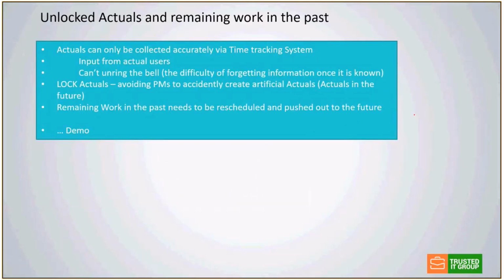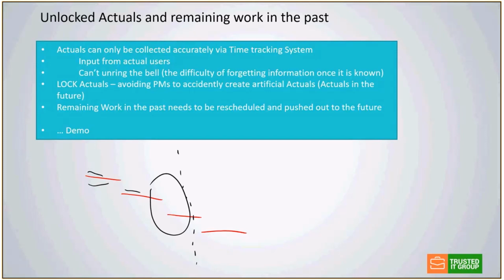Unlocked actuals and remaining work in the past. So here's the situation where we have all our tasks, and on all our tasks we have progress. Let me just pick up a different color. We have the progress of different tasks, and let's say this is today's date. So when you have this gap of actuals that have not been filled out, first of all, you need to be able to push it out on the schedule. Second of all, you need to be able to lock these actuals. And the reason for this is this.